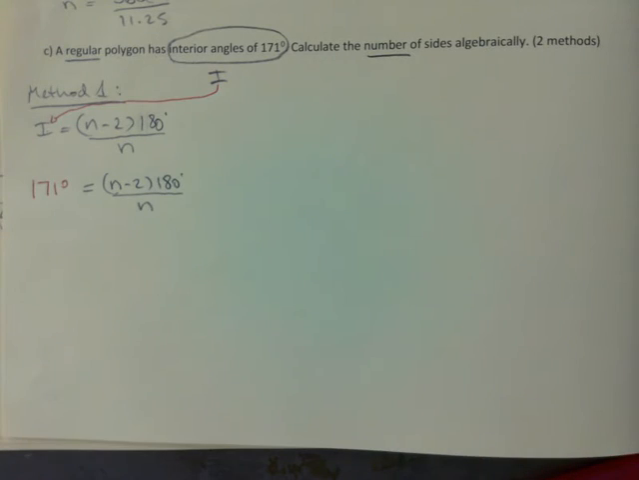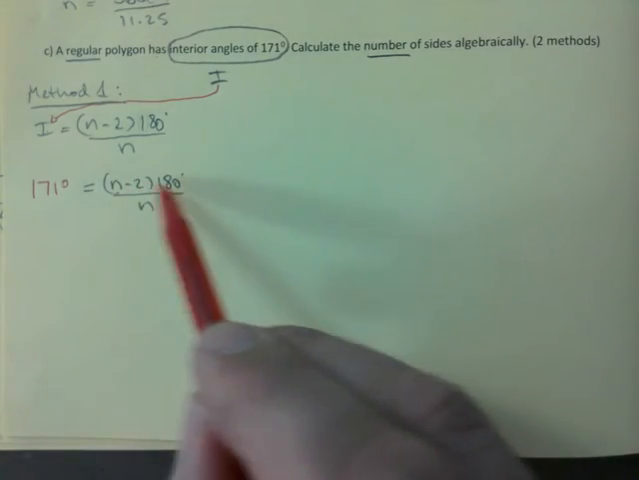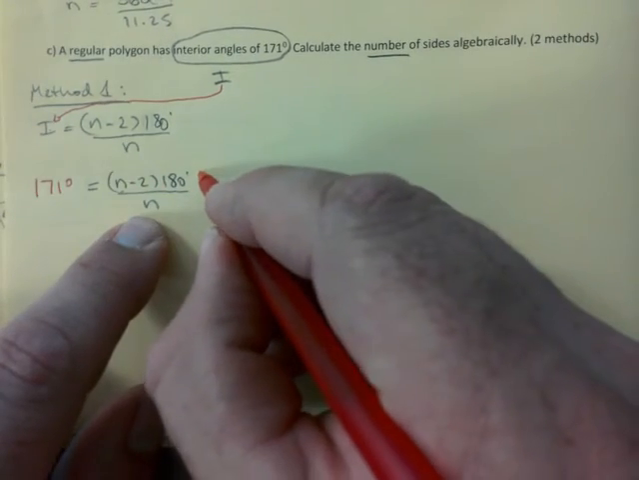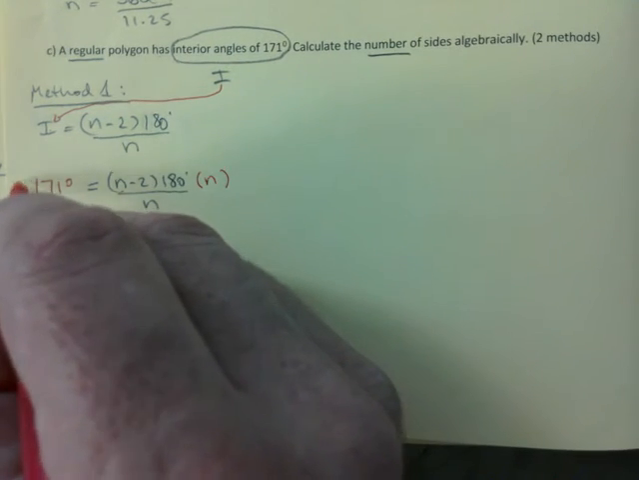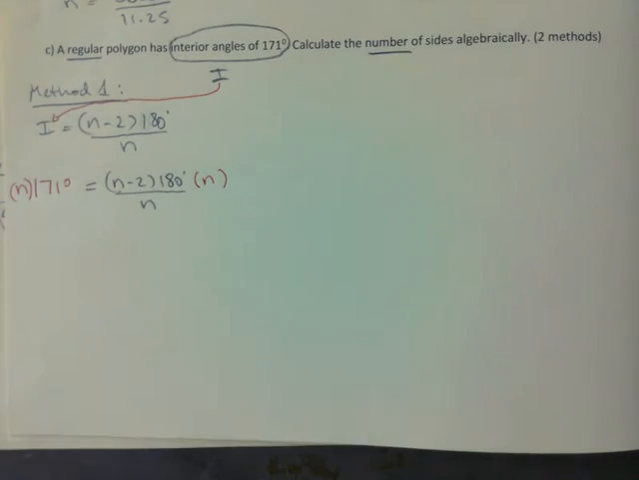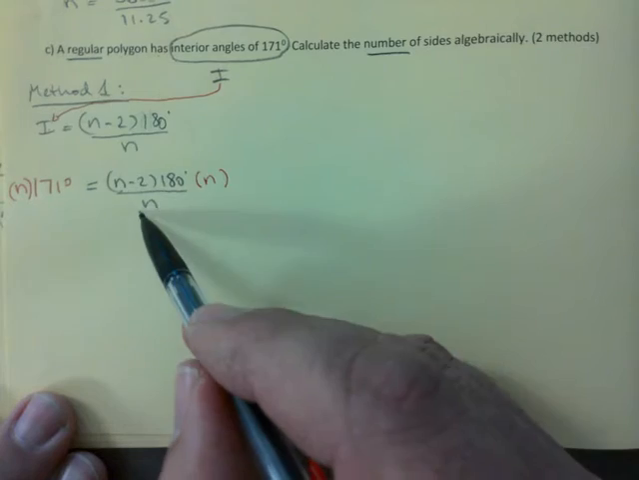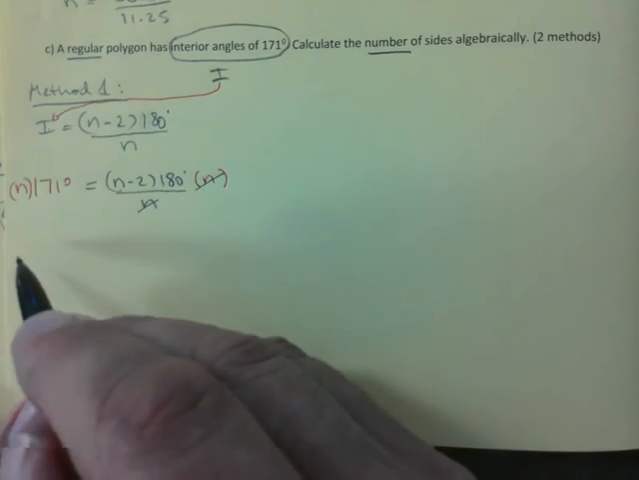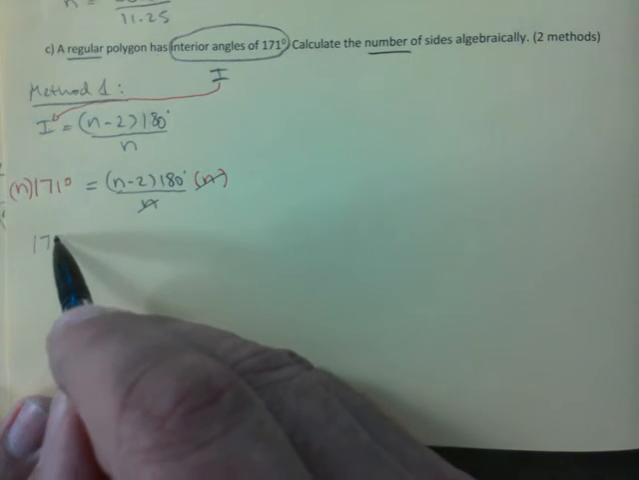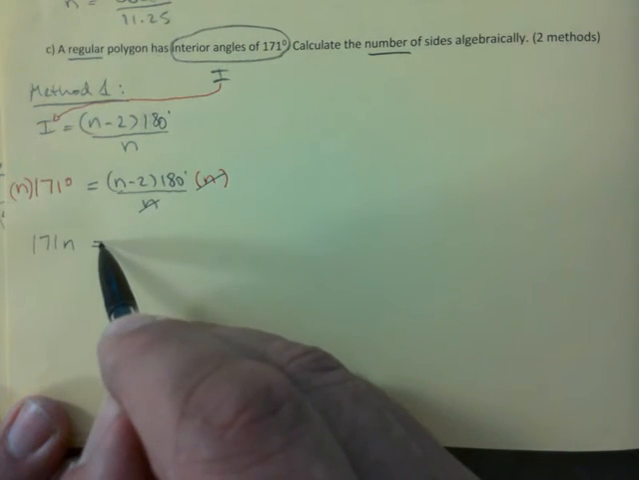So I always like to, when I see something in the denominator on one side, get rid of that first. So avoid the temptation of foiling this out. So what I do is this. I'll go times n. I'll go to the other side and multiply that by n as well. And now I can cancel these n's here. And on this side, what is 171 times n? 171n, right? Just like that.